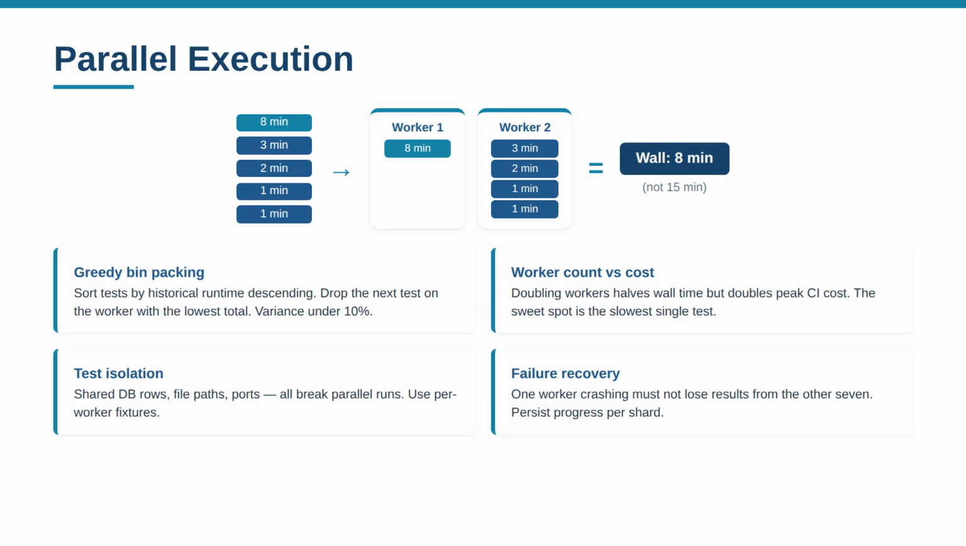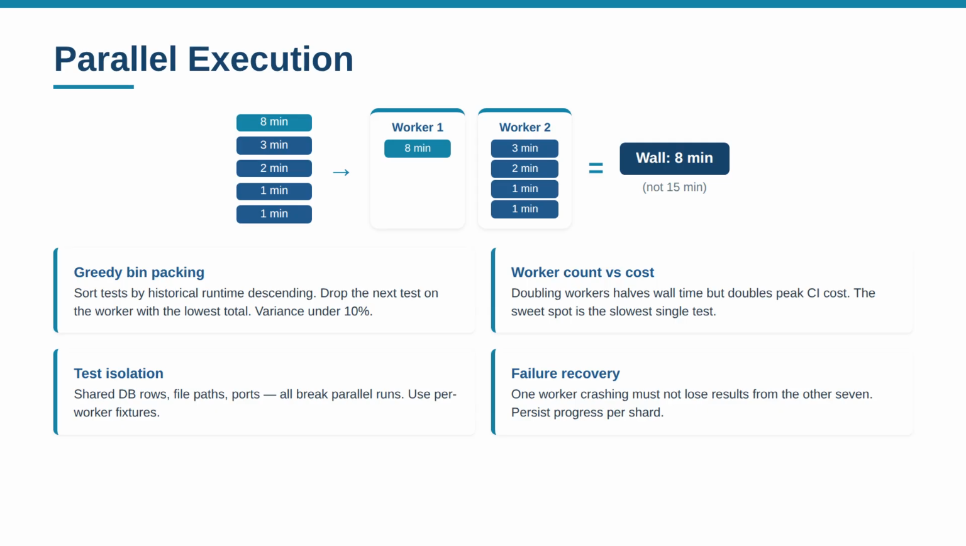3 things make parallel execution work in practice. First, greedy bin packing. Sort tests by historical runtime descending, then drop each test onto the worker with the lowest current total. This keeps variance under 10%. Second, understand the cost trade-off. Doubling workers halves wall time, but doubles peak CI cost. The sweet spot is determined by your slowest single test. That's the floor you can't go below.